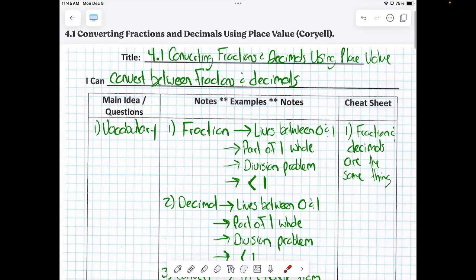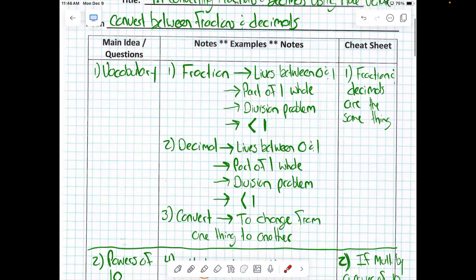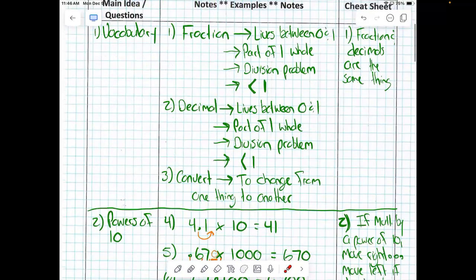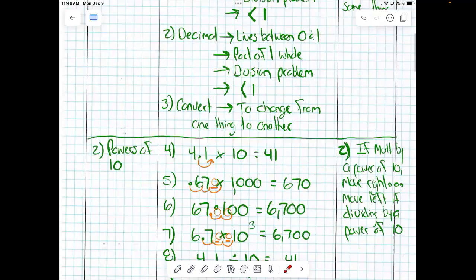Today we finished converting fractions and decimals using place value. Ladies and gentlemen, we talked about fractions and all of these different parts of a fraction, right? Yes. We talked about decimals and all of these different parts of a decimal, right? Yes. What do we notice between fractions and decimals? They are the same. They literally have the exact same definition, right? Yes. So a fraction is the exact same thing as a decimal, right? Yes. They just look different when you write them. Convert means to change.